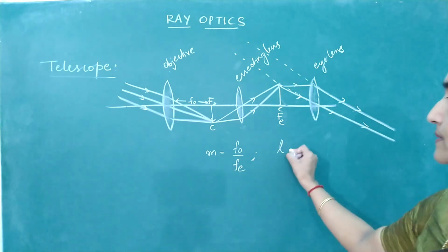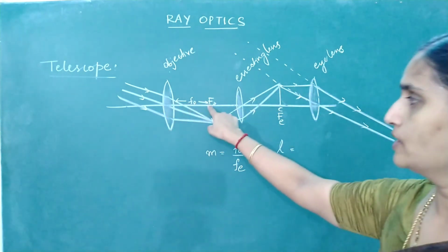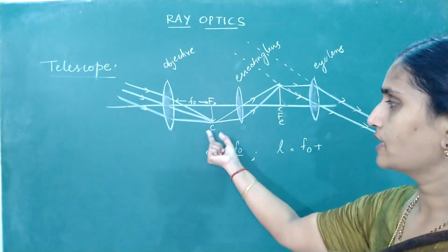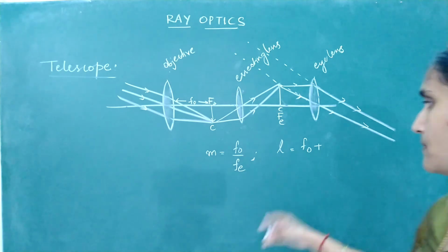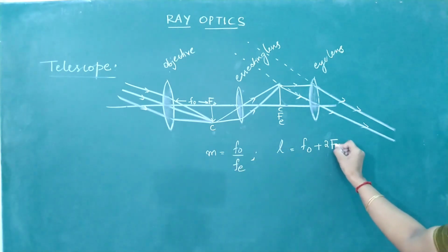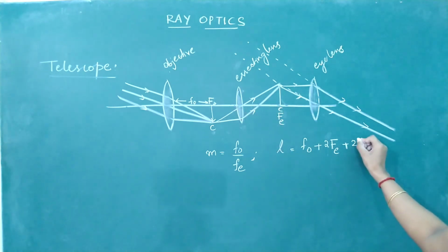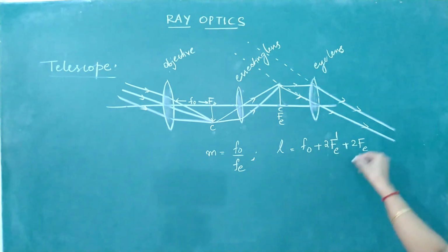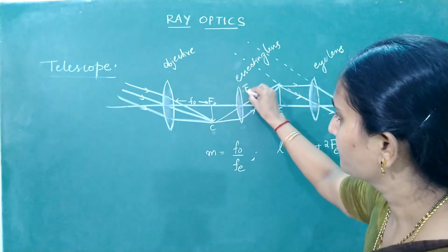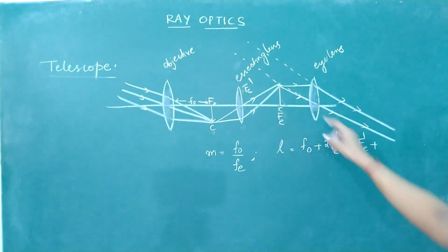And what is the length? Distance between the objective and eye lens. So from here to here it is F0 plus. This is the center of curvature of the erecting lens. Center of curvature is double the focus. So 2 times the focal length of the erecting lens. From here to here, 2 times the focal length of the erecting lens. I'll write it as F dash and F dash. For this lens I'll take the focus as Fe dash plus the distance from C to this point.